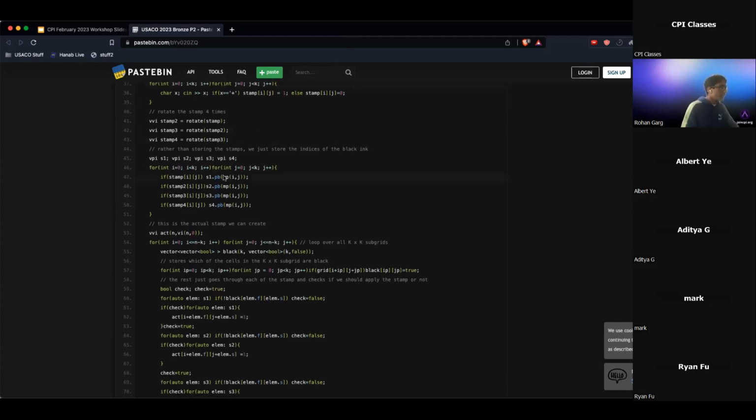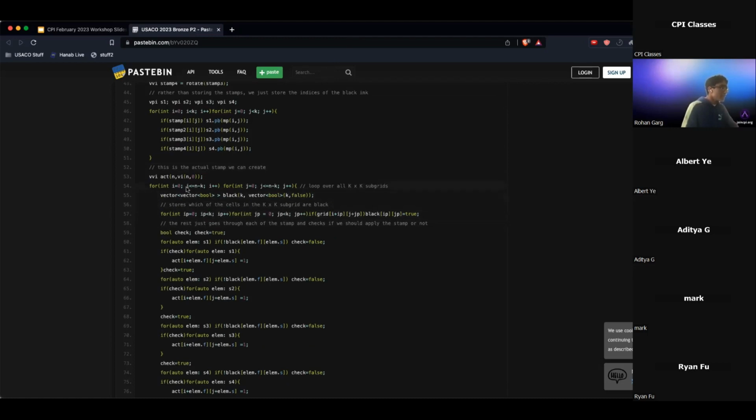So now we start off with the actual stamp that we can create. First of all, we loop over all k by k subgrids. As they describe in the problem, the indices i and j are between 0 and n minus k inclusive. So now we have a subgrid which starts from ij, and then goes k to the right, and k up. This is the subgrid that we're checking.